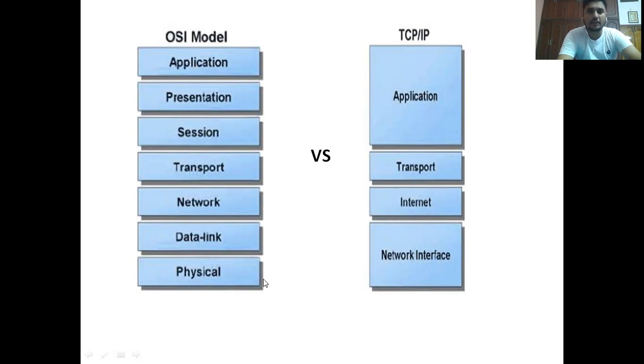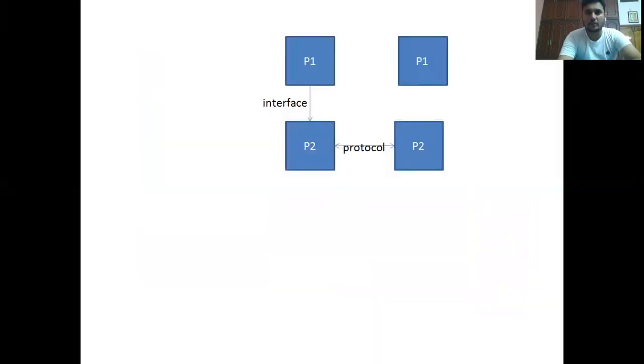So there are 7 layers in OSI: application, presentation, session, transport, network, data link, and physical. But in TCP/IP there are only 4 layers. The data link and physical layers are combined and act as the network interface, the network layer is renamed internet, the transport layer is common, and finally the last three are called the application layer. This is the difference between OSI and TCP/IP, a very important question in unit number 1. With this, we have successfully completed unit number 1 in computer networks.